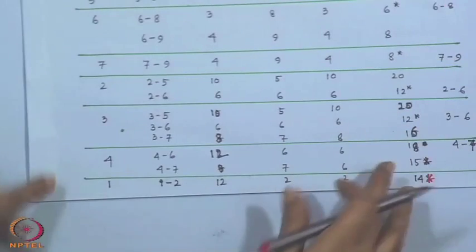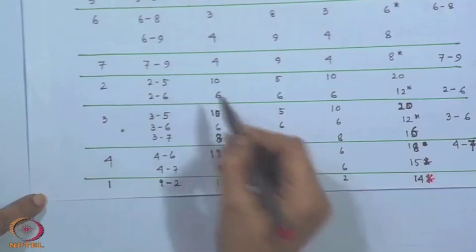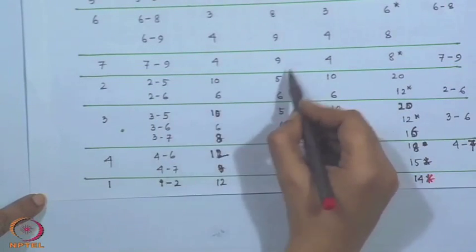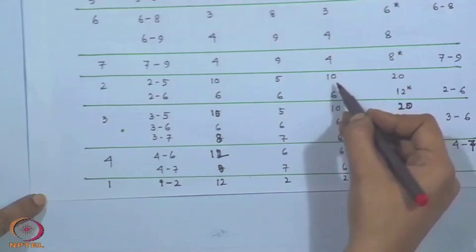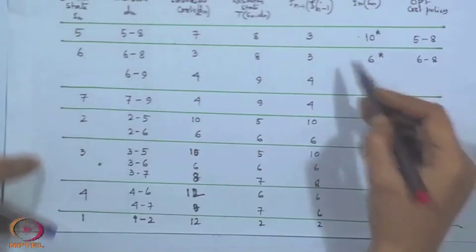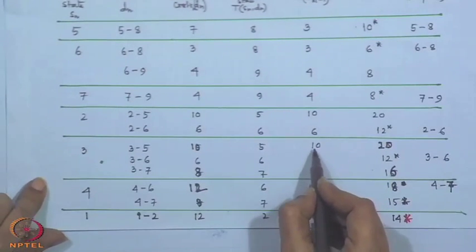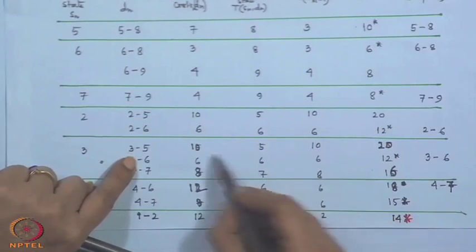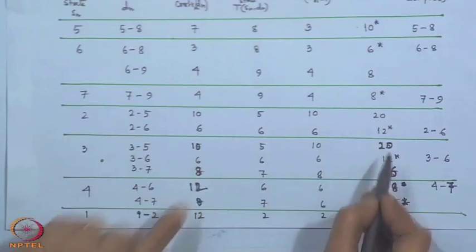from 2 there are only 2 alternatives, 2 to 5, 2 to 6. This is the immediate cost, this is the resulting state, this is the optimal solution for the previous stage, because just now we have considered for the 5 it is 10, that is why we have written 10, and therefore the total cost 10 plus 10, 20.